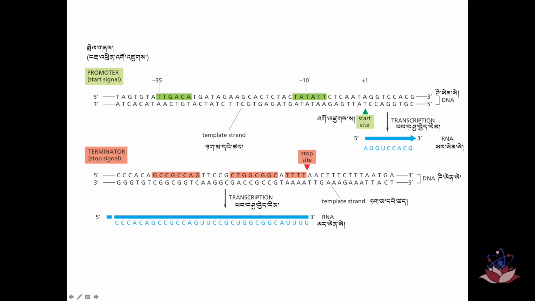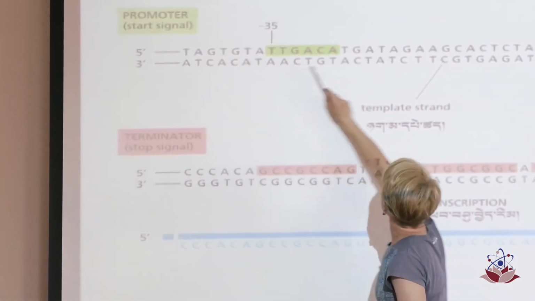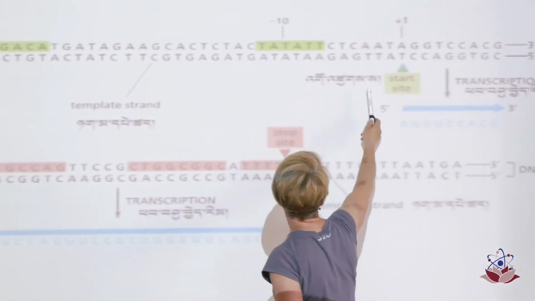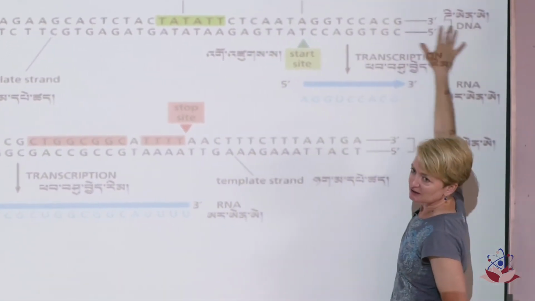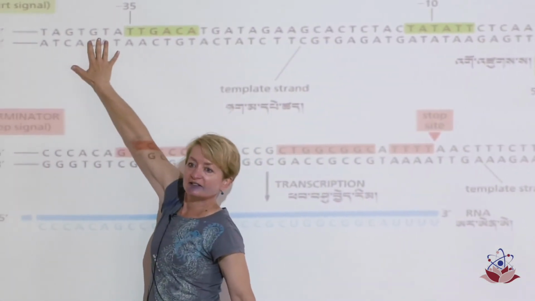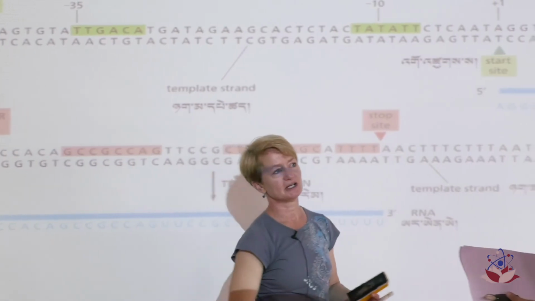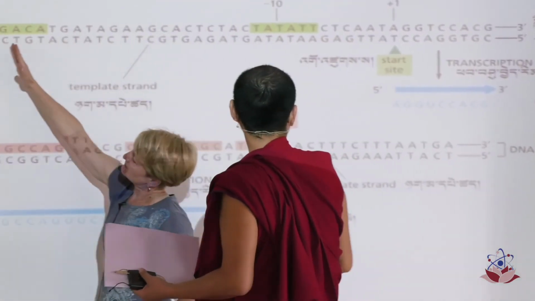So if you remember this slide, the promoter is the part of the DNA that's before the actual gene. So in this diagram, here's the actual gene. All of this information tells the RNA polymerase where to bind. All of these genes? All of this stuff.